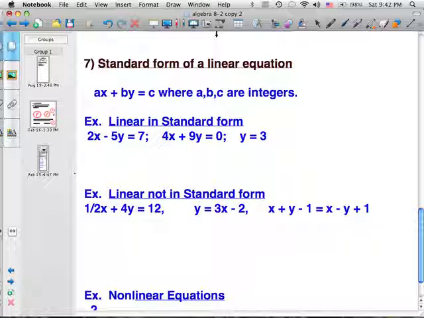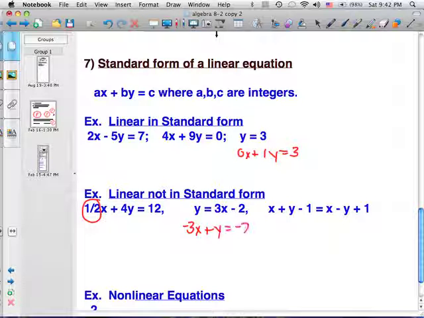4 and 9 are integers, 0 is an integer. Here, x obviously has 0 as A, plus 1y equals 3. That's the same as y equals 3. This example is not in standard form because of the fraction 1/2. I need to have them all integers. This one's not in standard form because the 3x is on this side. If I wanted to make it in standard form, it'd be -3x plus y equals -2.